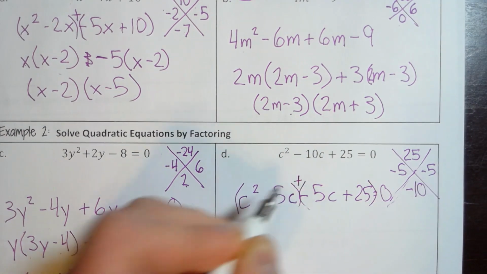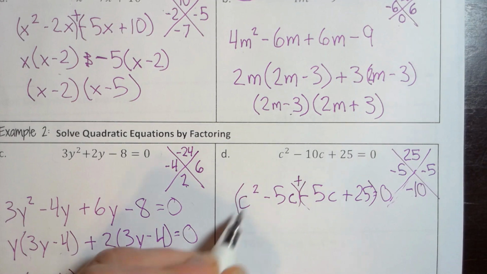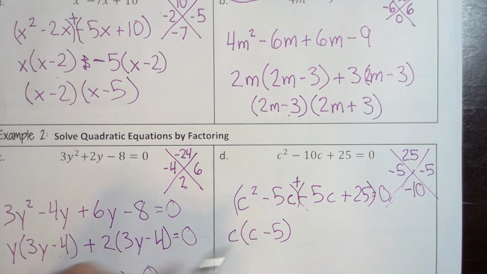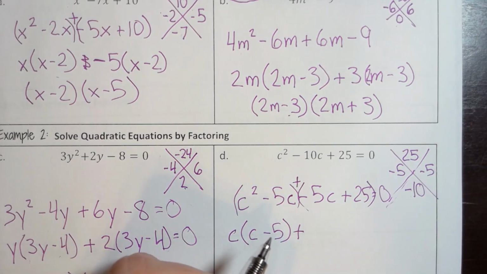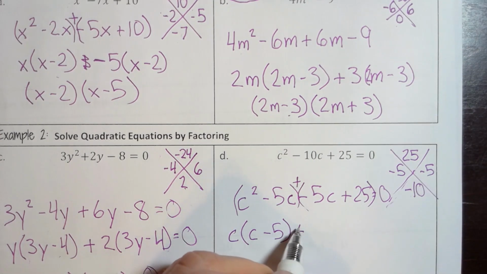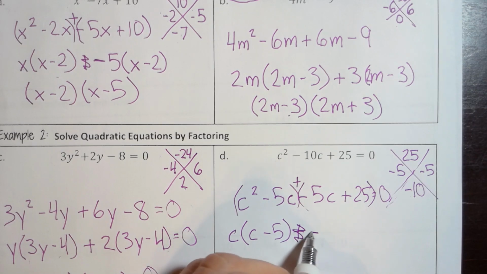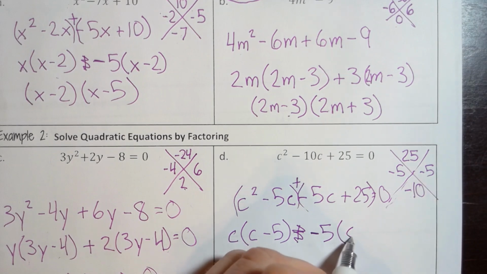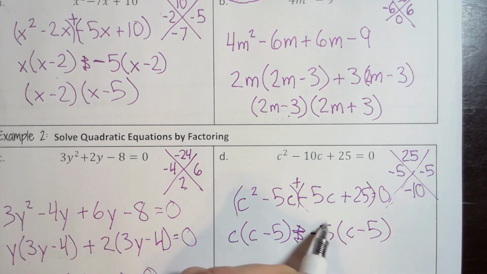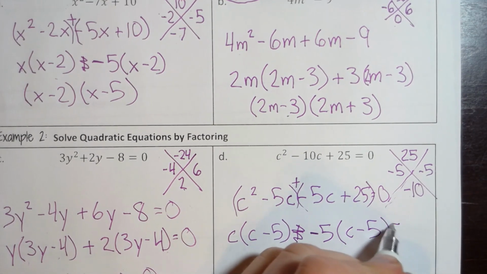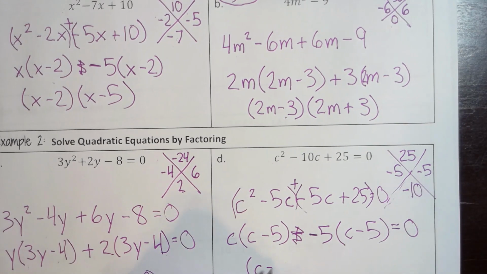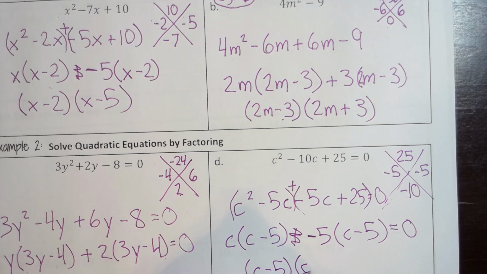I'm going to put my plus sign here. And I get c minus 5 plus, and I always do that, I don't know why, minus, and I'm going to pull out a 5, and I've got c minus 5, because I pulled out a negative 5, right? Okay, this still equals 0. Oh, and look what I have when I regroup this. C minus 5 times c minus 5.